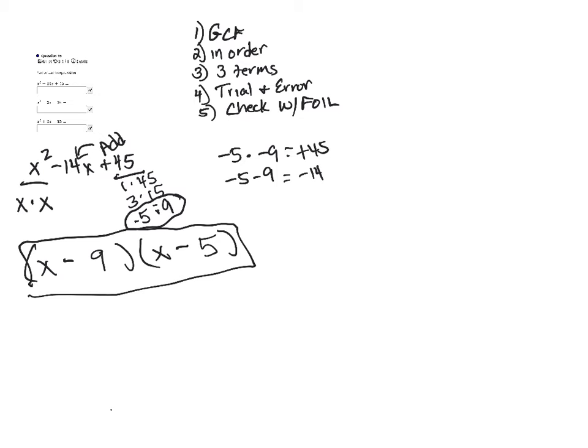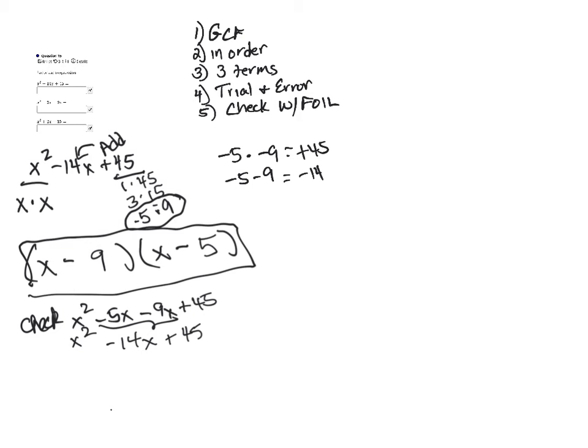So let's check with FOIL. X times x is x squared. X times negative 5 is negative 5x. Then the negative 9 times everything over there, that would be negative 9x. And negative 9 times negative 5 is positive 45. So that's x squared, these give us negative 14x, and then plus 45. So check to make sure all our numbers are the original, all our signs are correct, and that is our answer. So now let's go over here and do the next one.